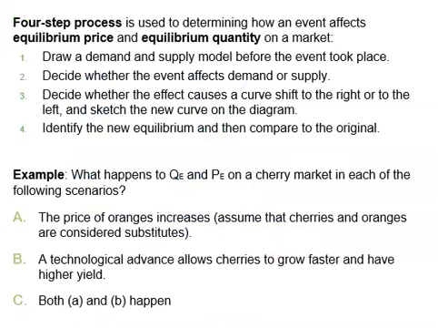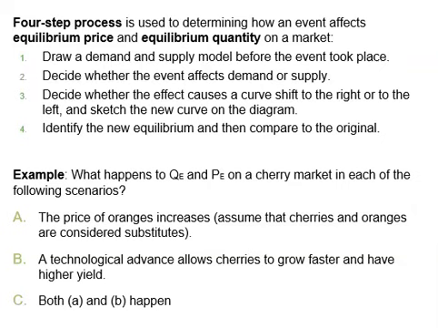To estimate a new equilibrium in a market after some events happen and push the market out of its original equilibrium, we use the following four-step process. First step, draw a demand and supply graph before the event took place. Second step, decide whether the event affects demand or supply. Third step, decide whether the effect causes a curve shift to the left or to the right, and then sketch the new curve on the diagram. The fourth step, identify the new equilibrium and then compare to the original.